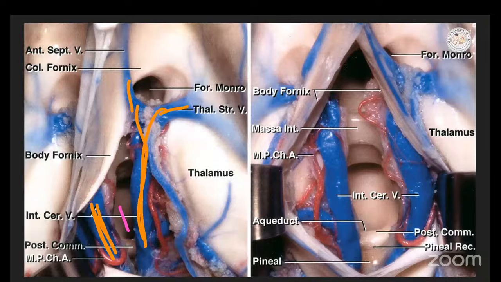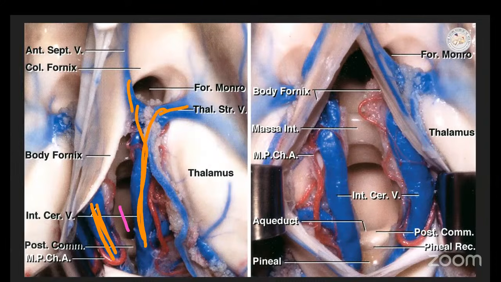The aqueduct of Sylvius. On the other image, it is labeled, but it's not as visible. On this first image, it's visible beautifully. And on the second image, you can also see the pineal gland. So there were a lot of clues. The biggest clue probably was the intact foramen of Monro.